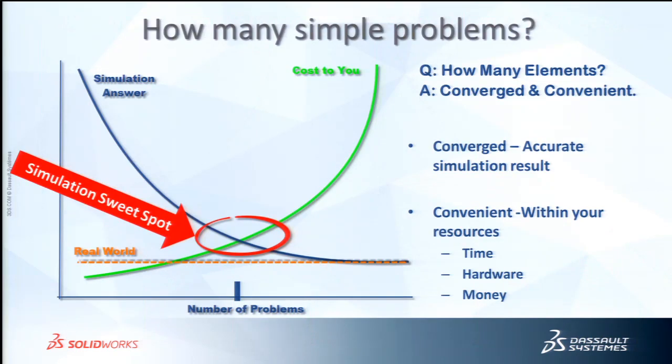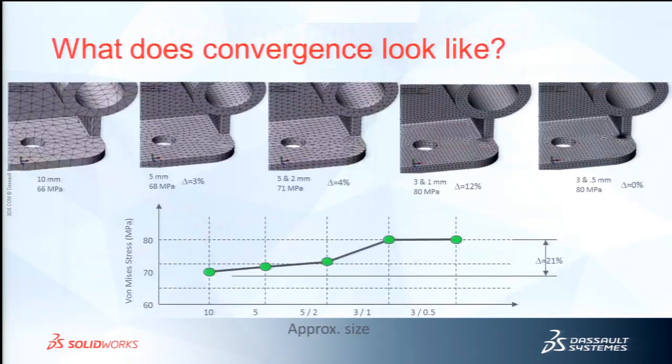So what are we going to look for? Well, there's this thing called the simulation sweet spot. So how many problems? What's the size of my measurements? That's the question that I get asked a lot. And I always say you want to make sure your answer is converged but convenient. Converged meaning you're getting an accurate answer, but convenient means it's within your resources. It doesn't take a month to run. It doesn't cost you $15,000 to get a supercomputer. It's not costing you a lot of money. It needs to be converged, which is accurate, and convenient, which is within your resources.